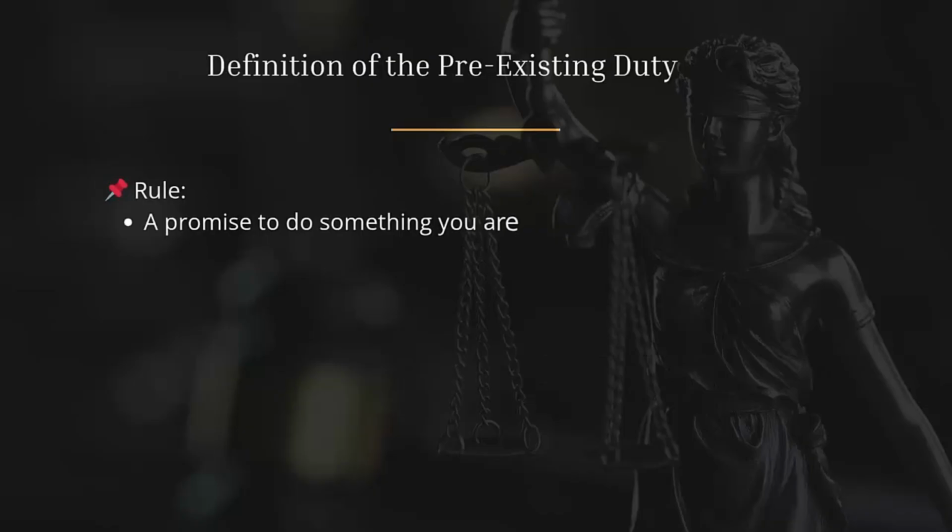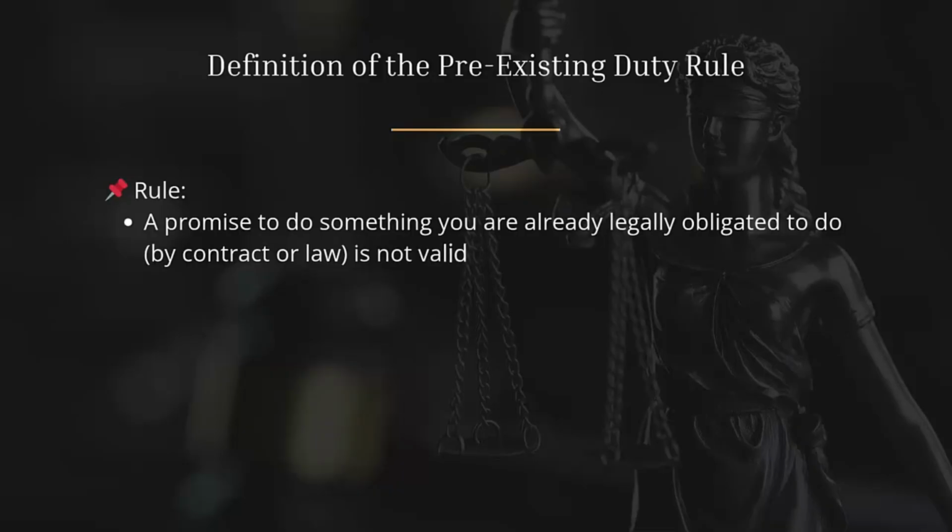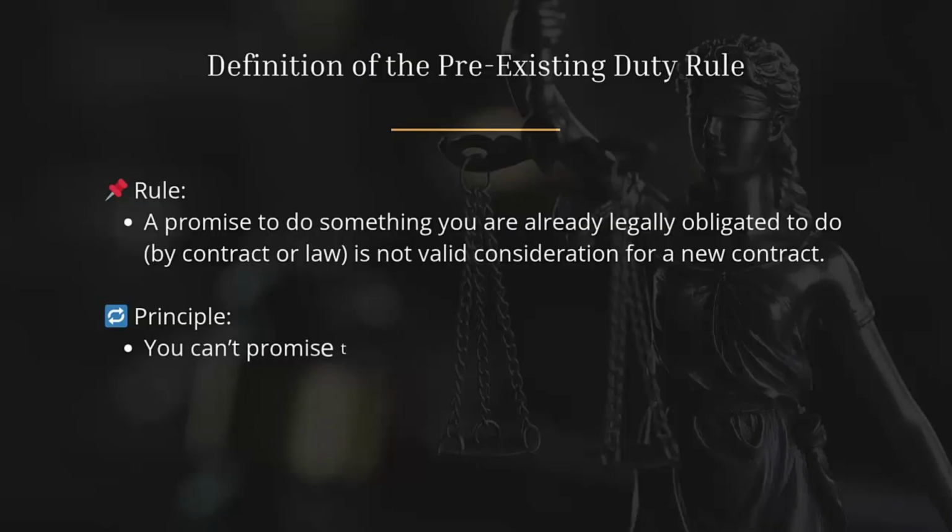Definition of the pre-existing duty rule. A promise to do something you are already legally obligated to do is not valid consideration for a new contract. Principle: you can't promise the same performance in exchange for new compensation. There must be new or additional consideration.